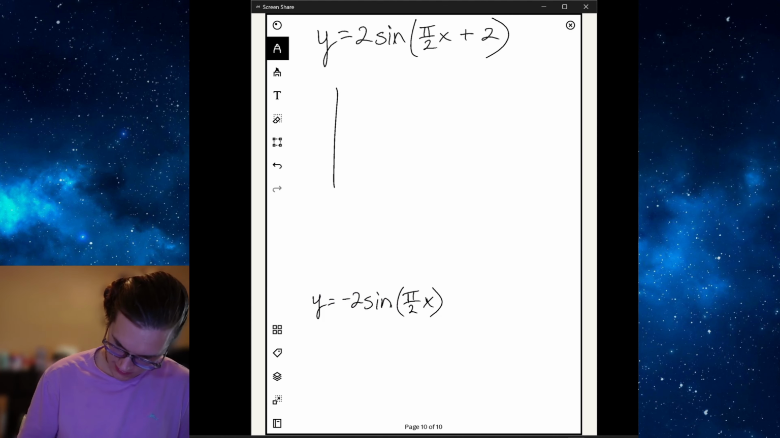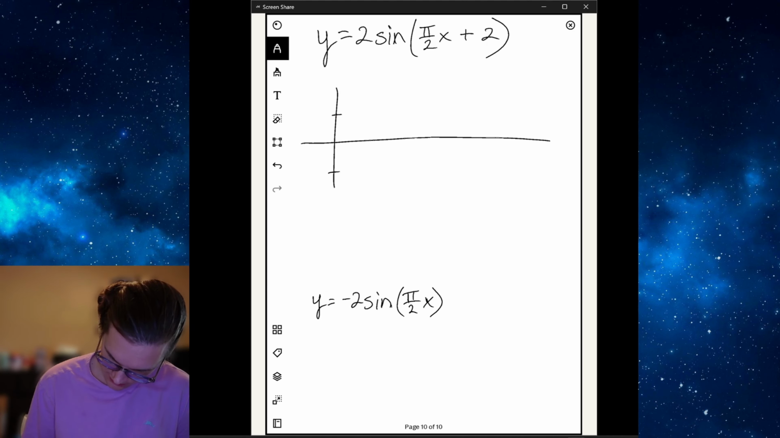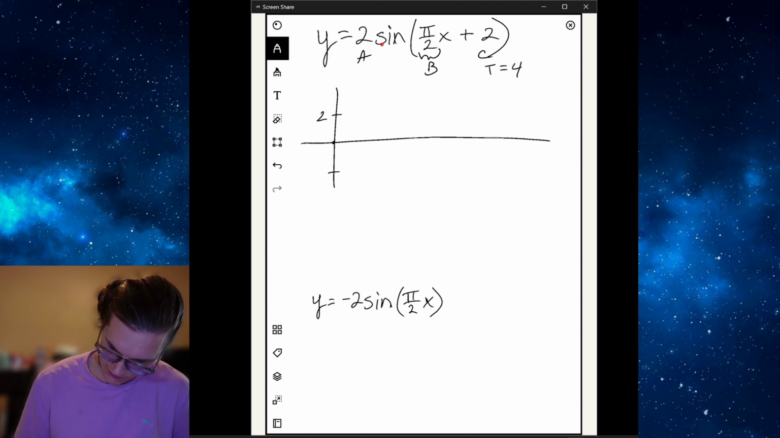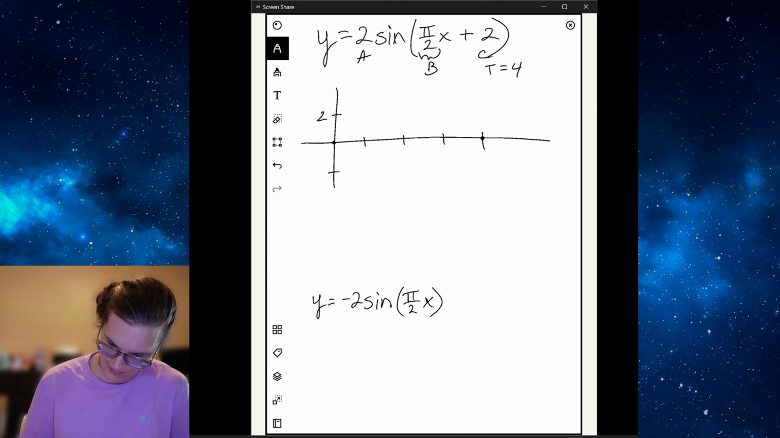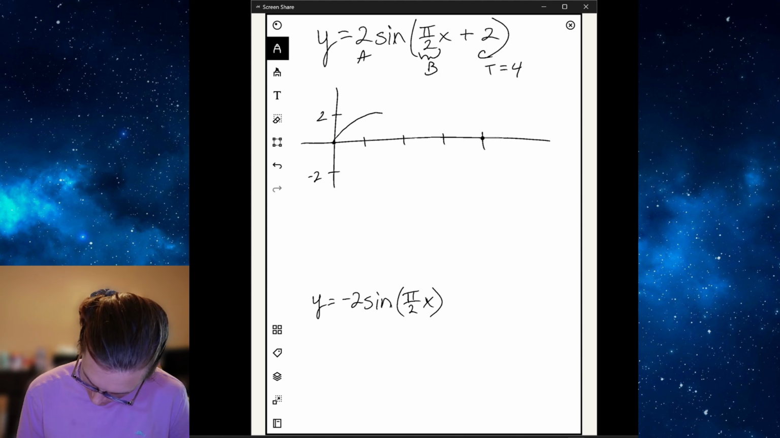So what does this look like if I graph it? Amplitude of 2, period of 4, because it's our B, A, C. All right, so 2, and we're going to do a sine. We'll do a period of 4. So we have 1, 2, 3, 4. Here's a period of 4. The sine graph is going to repeat. So it'll go up, down, and up, right?